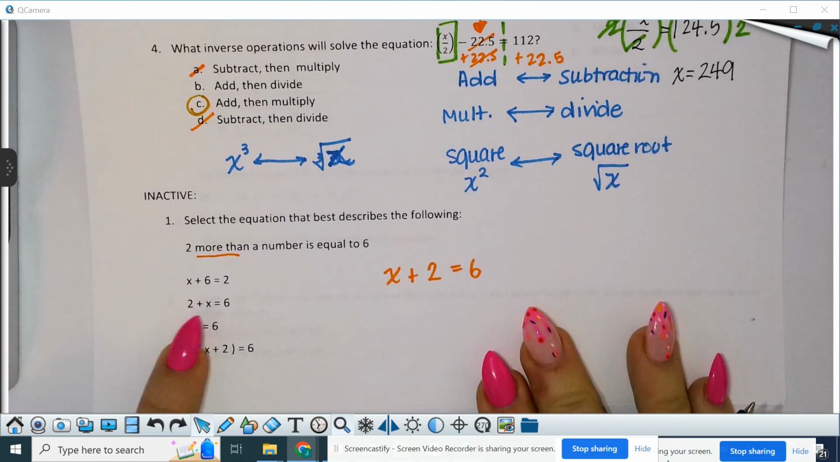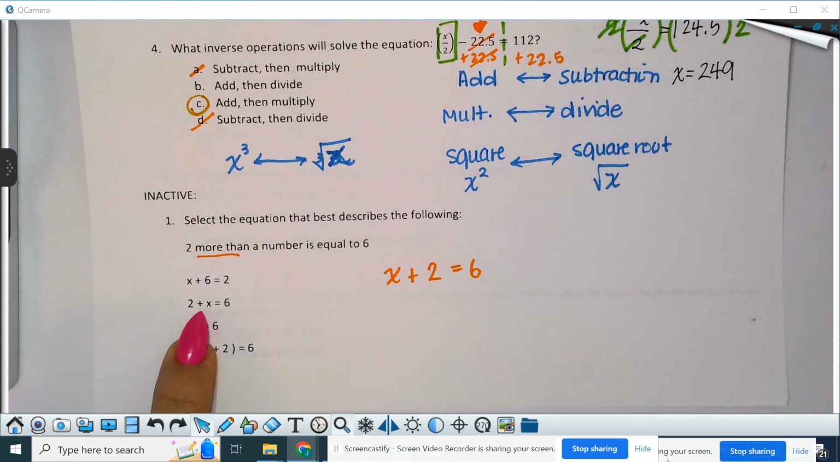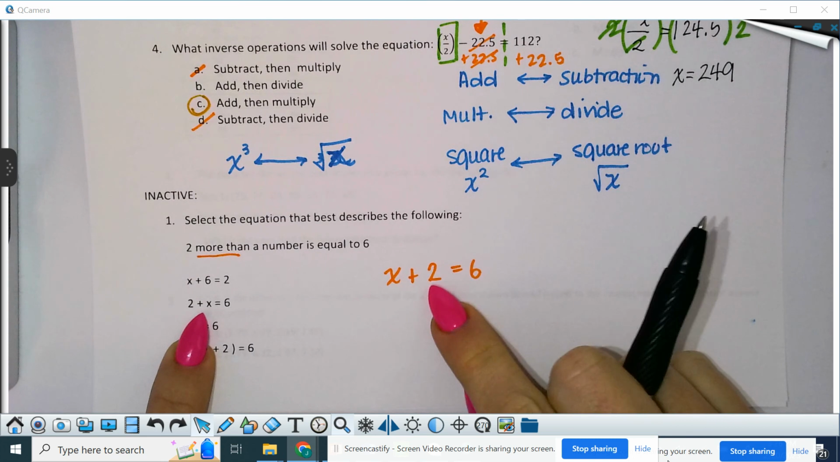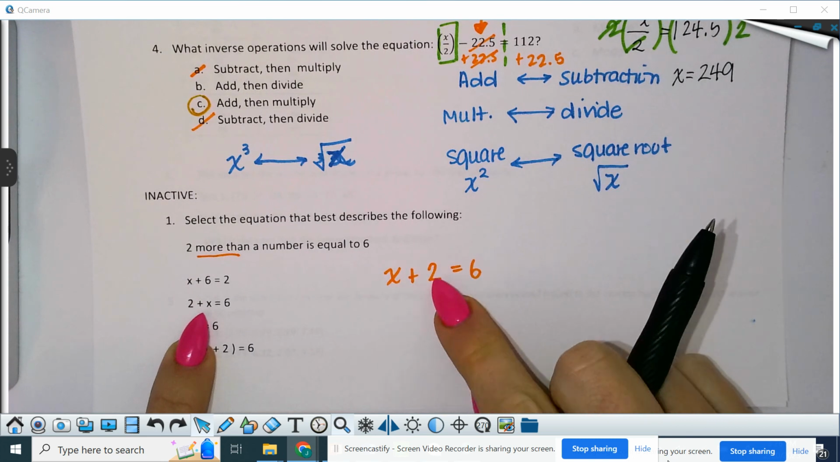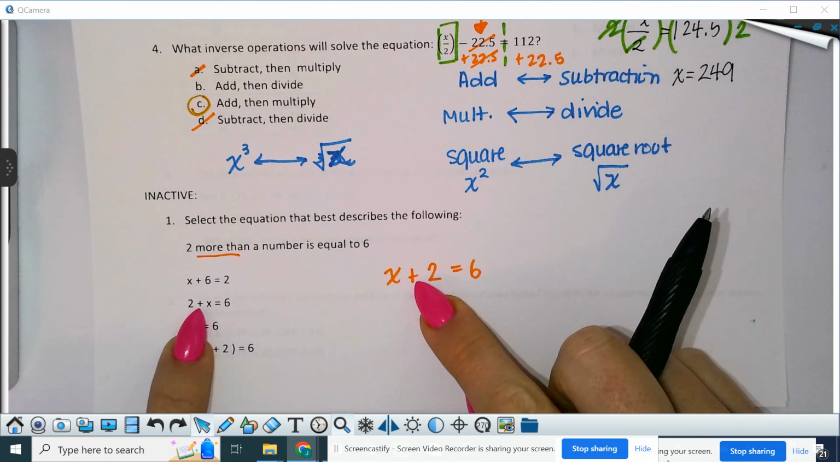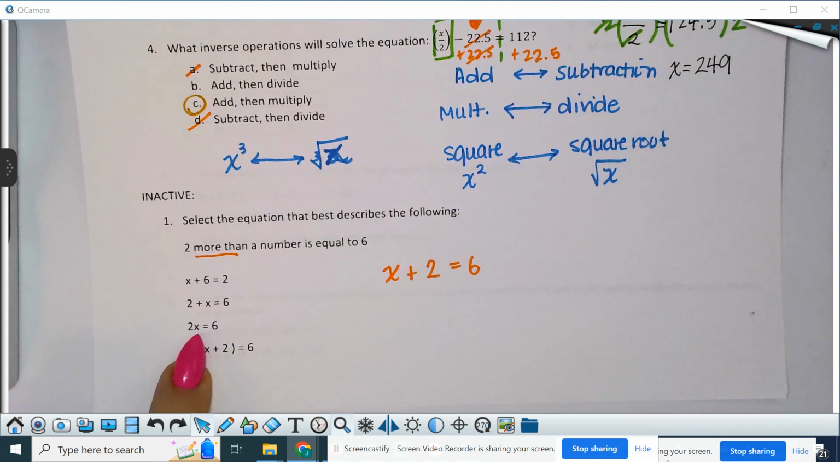You could say 2 plus a number is equal to 6, or in this case, it's the same thing, because when you add, it doesn't matter. 2 plus 3 or 3 plus 2 is still 5. When it's subtraction, it does matter because that starts getting into positive negative games. So this is going to be our correct answer. This is 2 times a number. The product of 2 and a number is 6. 2 times a number is 6 or equals 6.